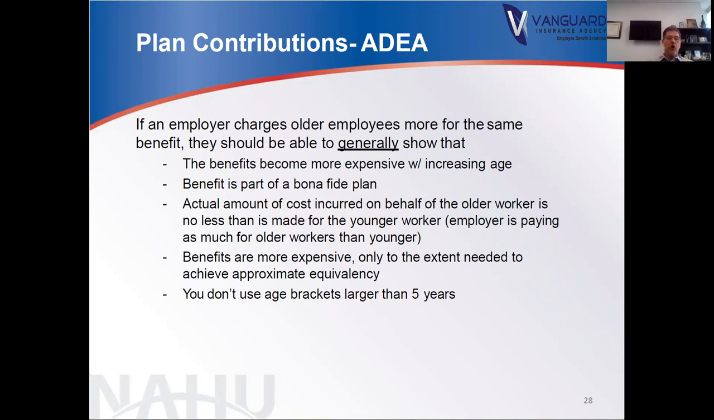So also, you want to make sure that the benefits are more expensive only to the extent that they need to achieve approximate equivalency. So you want to make sure that those benefits are more expensive, but that's only to keep the plan within those compliance guidelines. And you don't want to use age brackets larger than 5 years. So they should be age banded within 5 years of each other. Anything more than that is going to cause compliance issues.